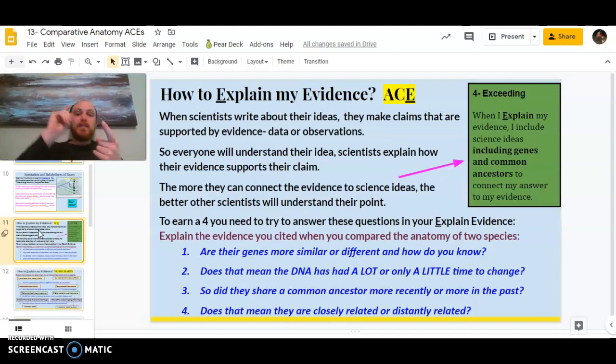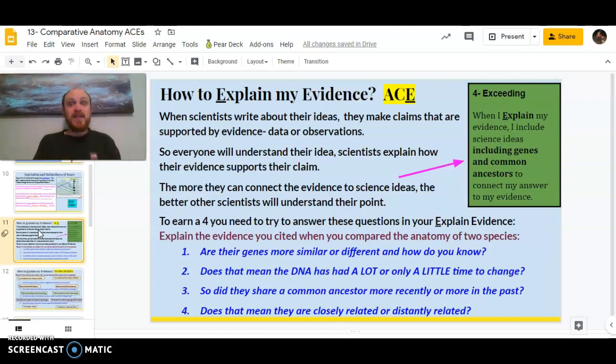Yesterday we talked about how we have to make our claim. We have to support it with evidence. And now we're talking about how do we explain our evidence. So the more that scientists can explain their evidence and connect it to science ideas, the better other scientists can understand what they have to say, which is important because they want everybody, like other scientists specifically, but other people as well, to understand what their ideas are.